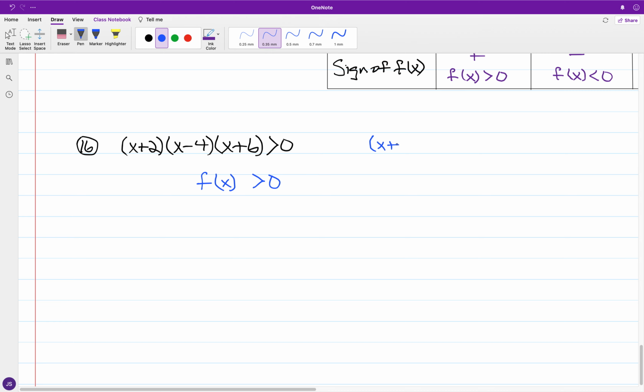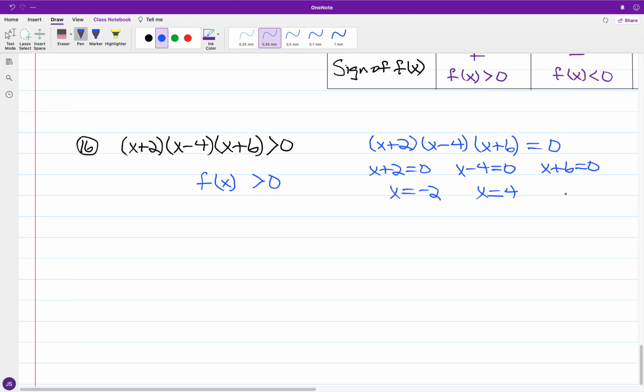And again, if I were to set x plus 2 times x minus 4 times the quantity of x plus 6 equal to 0, so you have our factors. Okay, so if we have x plus 2 is equal to 0, we have x is equal to negative 2, and with x minus 4 equal to 0, x is equal to 4, and with x plus 6 equal to 0, we have x is equal to negative 6.